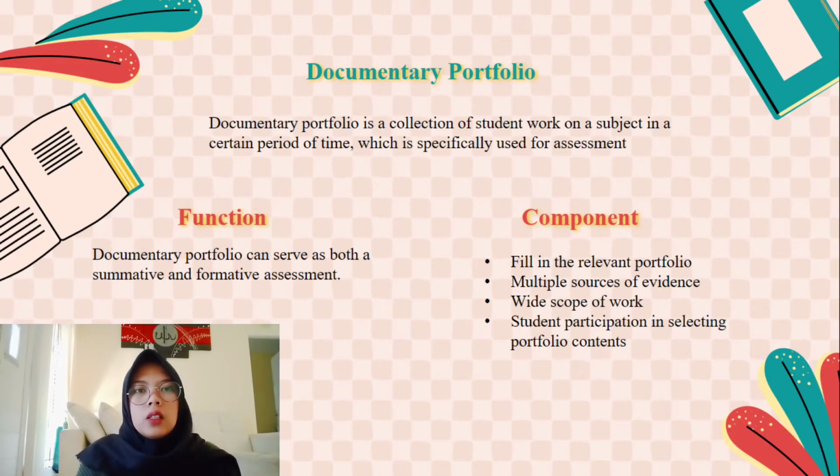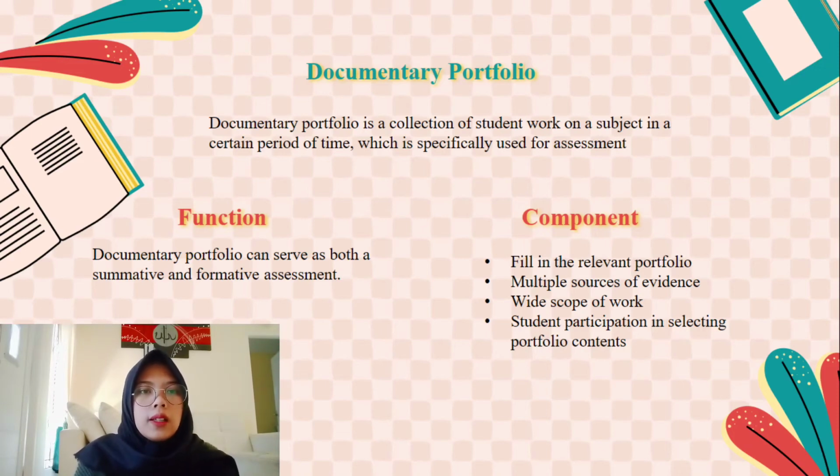And the next is documentary portfolio. What is a documentary portfolio? A documentary portfolio is a collection of students' work on a subject in a certain period of time, which is specifically used for assessment. Unlike a working portfolio, which contains all the work, both semi-finished and finished, the documentary portfolio contains only the best selected work submitted for assessment.